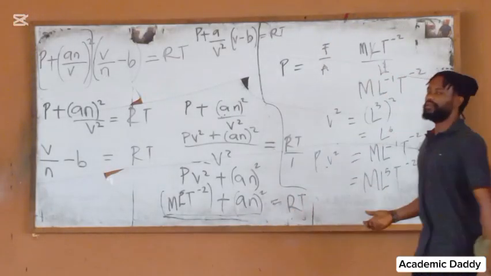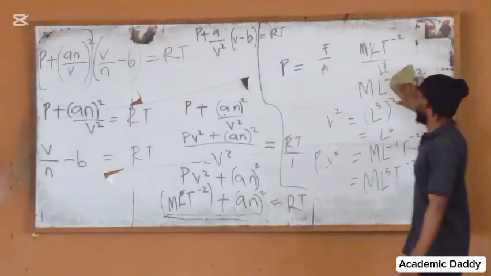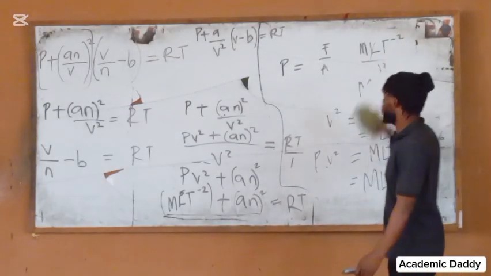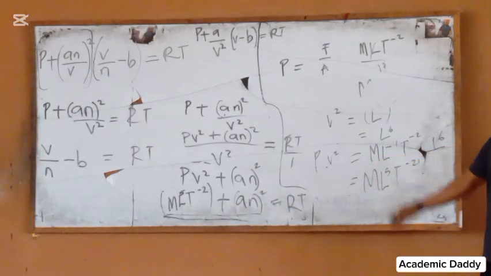Yeah, we'll solve for b now. We just finished for a. Now, what's your final answer? We've not solved for b. We just finished for an square.